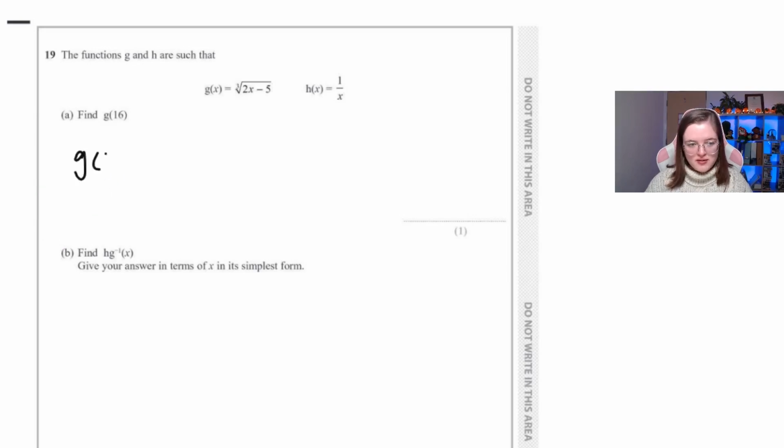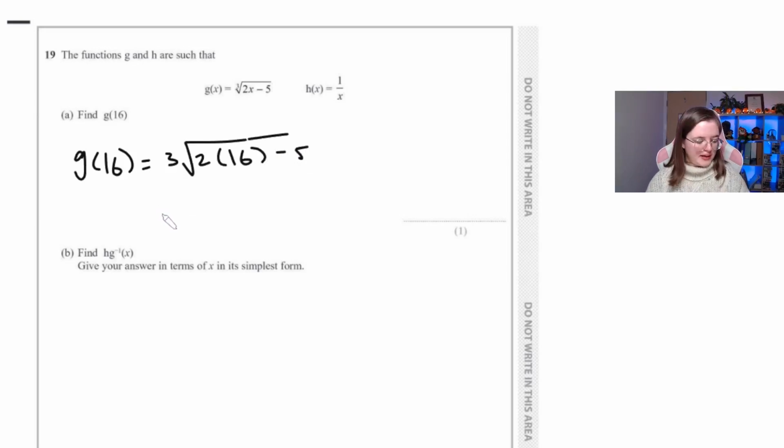So g of 16 is the cube root of 2. That's not 2, is it? 2 lots of what is now 16 minus 5. So I'm going to type in my calculator, the cube root, shift square root, of 2 times 16, which is 32, minus 5, which is 3. And voila, easy as that.